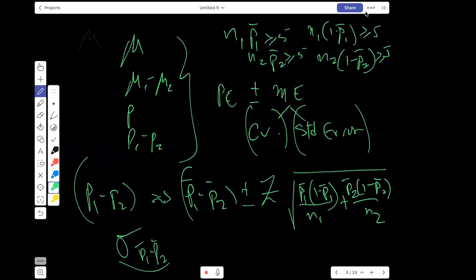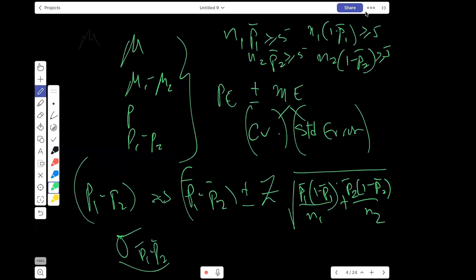Now, if we had the population parameters, we would simply use P1 times 1 minus P1 over N1 plus P2 times 1 minus P2 over N2. But because we don't have the population parameters, we will use the sample values. And that's our best estimate, our best guess in this situation. So that's essentially what the confidence interval would look like.